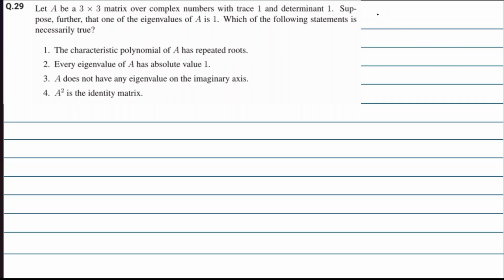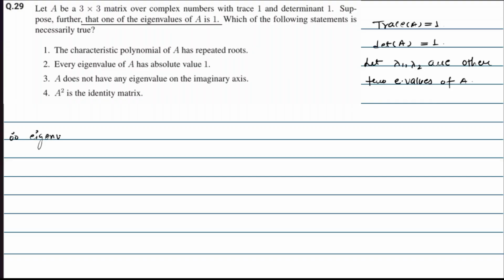Okay, so firstly note that trace of A is 1, determinant of A is 1. Now suppose that lambda 1 and lambda 2 are the other two eigenvalues of A, and it is given that 1 is one of the eigenvalues. Therefore, the eigenvalues of A are lambda 1, lambda 2, and 1. So these three are the eigenvalues of A.